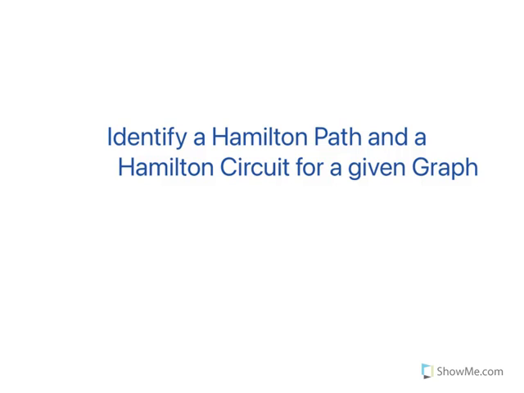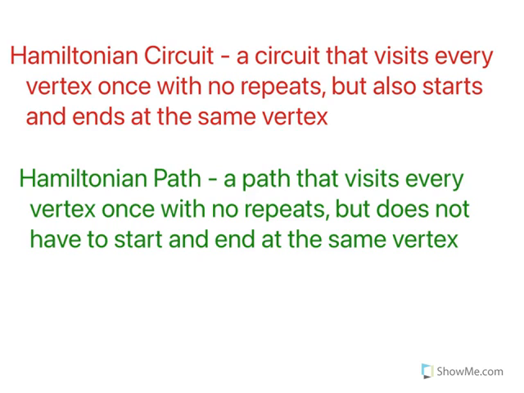Identify a Hamilton path and/or a Hamilton circuit for a given graph. So let's remember that a Hamiltonian circuit is a circuit that visits every vertex once with no repeats, but because it's a circuit, it starts and ends at the same vertex. A Hamiltonian path is a path that visits every vertex once with no repeats, but does not have to start and end at the same vertex.